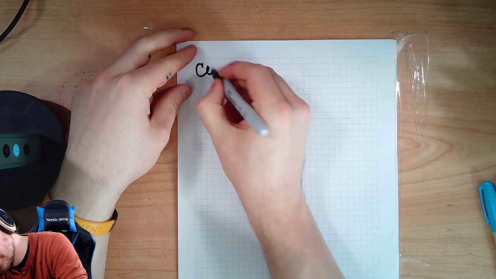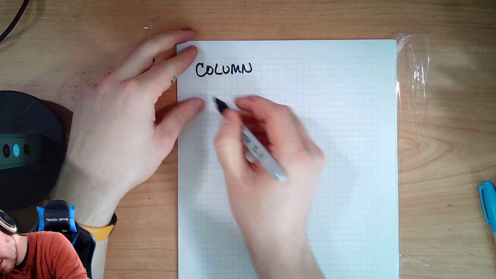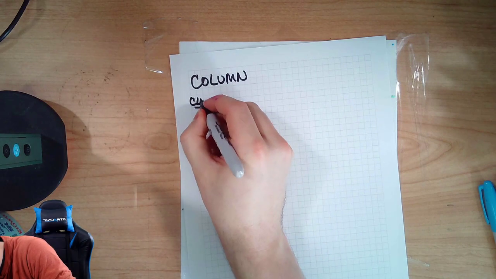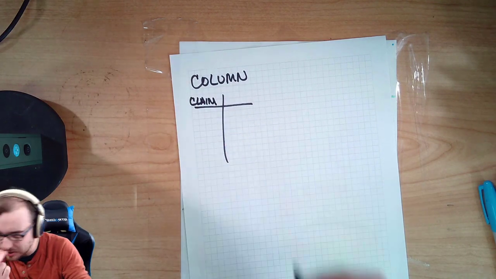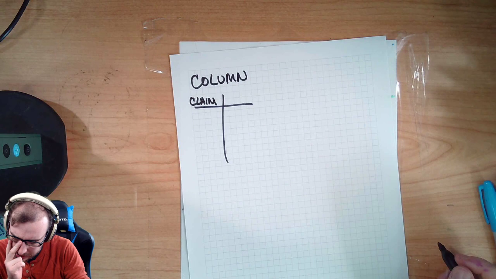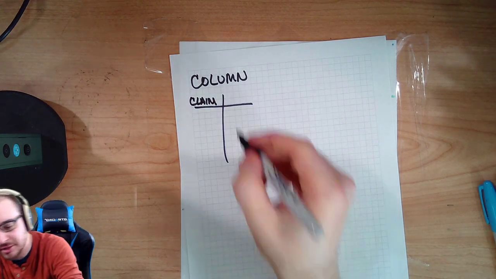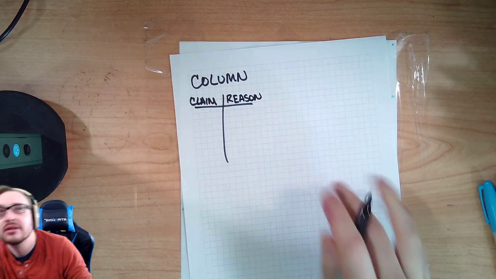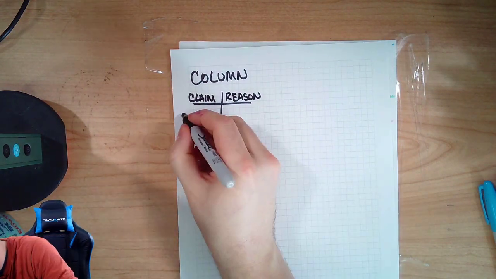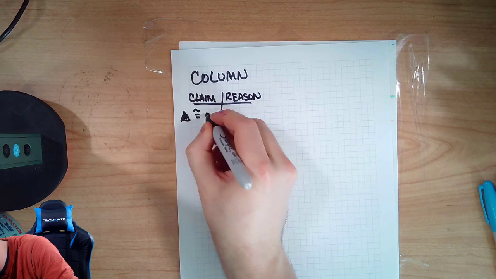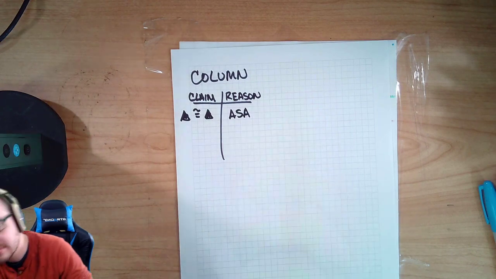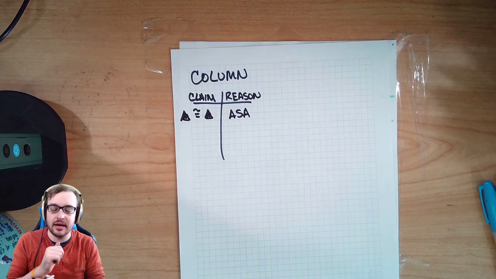So there's the column proof, which is going to be this. You're going to have your claim and your reason. A claim would be these two triangles are congruent, and your reason would be because of angle side angle. And this is okay.